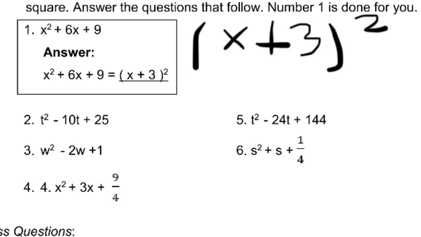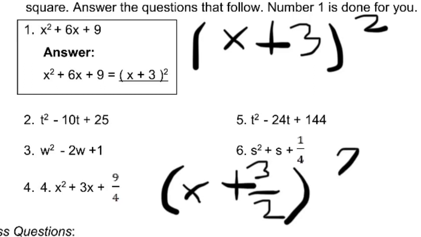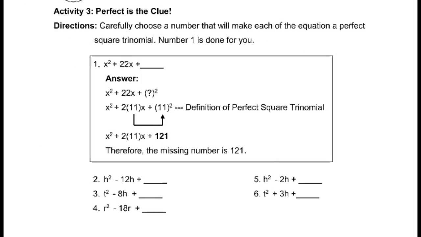So given that this is a perfect square trinomial, we're going to have the square root of x squared, which is x, and the square root of 9 over 4, the constant term, 3 halves. Now since the middle term is positive, we can have x plus 3 halves squared. So we're going to do the same with number 6. Now let's have activity 3.